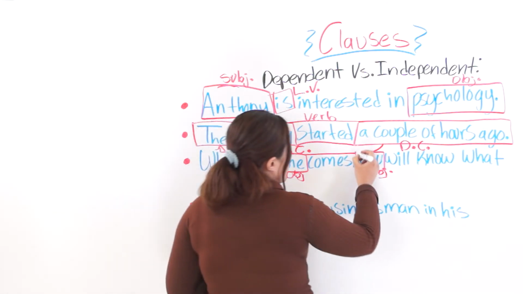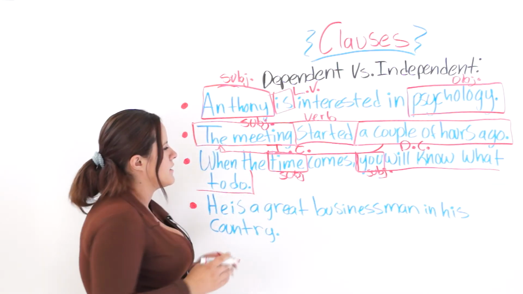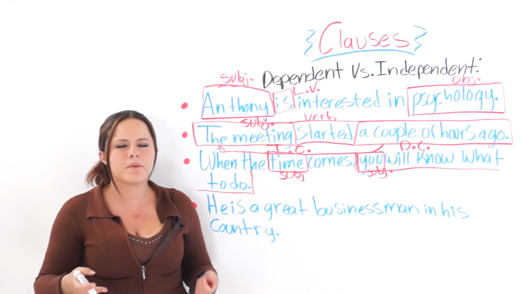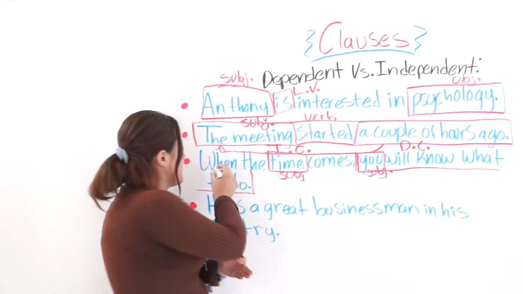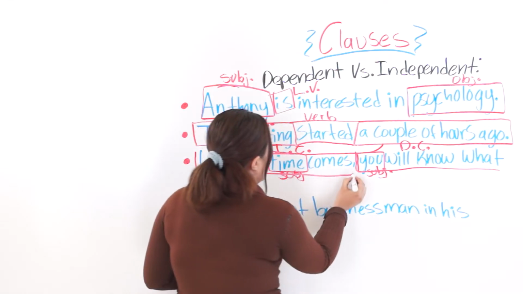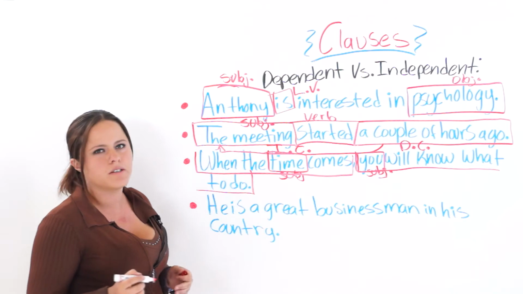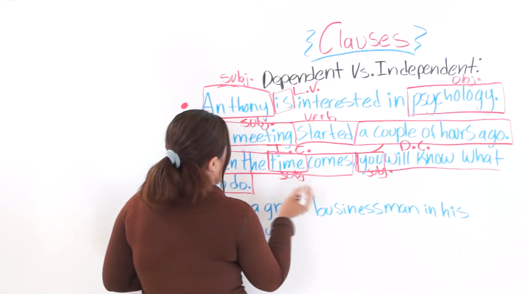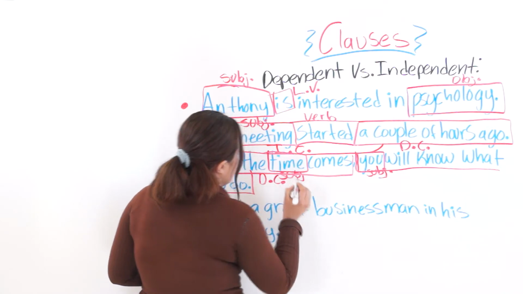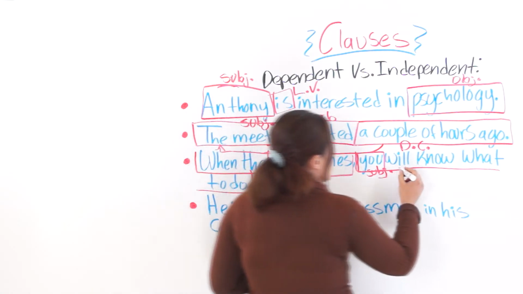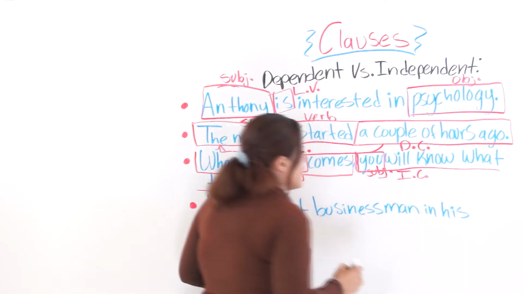This is an independent clause, the second one. You will know what to do. It makes sense by itself. But this one does not quite make sense by itself. When the time comes, you will know what to do. So, this is a dependent clause or a subordinate clause, and the second one is an independent clause or a main clause.